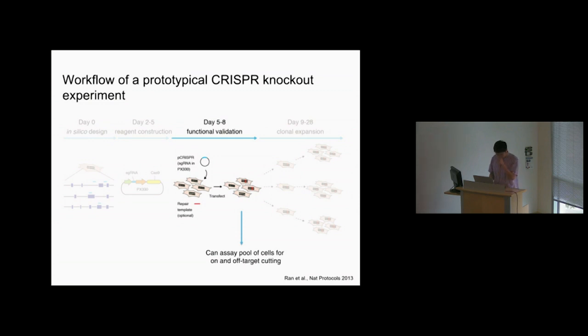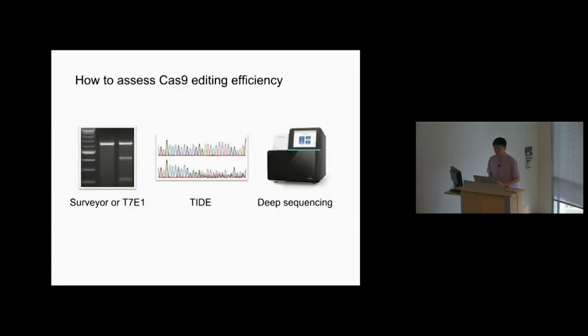Okay, so after the CRISPR reagents have been constructed and delivered, after a few days, we can functionally validate how well the Cas9 worked at that particular target site. And we can assay a pool of cells for both on and off-target editing. So there are three main ways that I've encountered where people have been able to assess Cas9 editing efficiency.